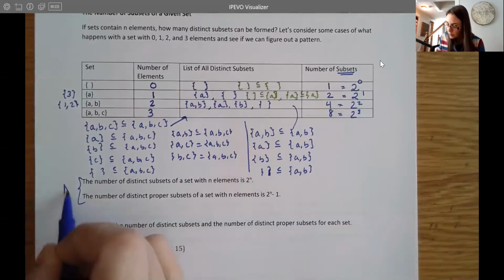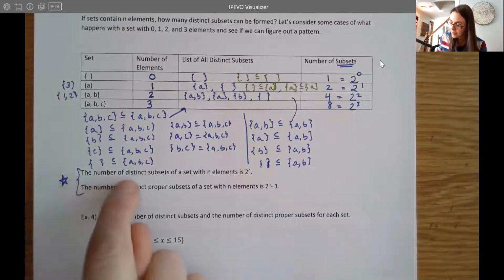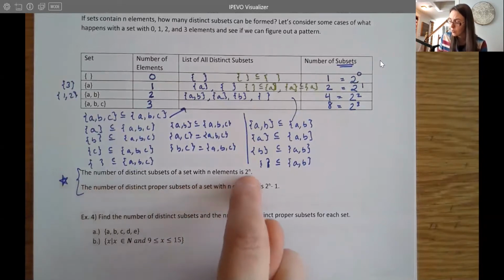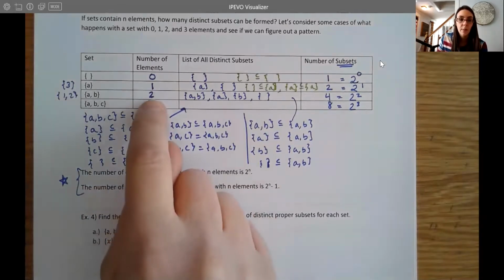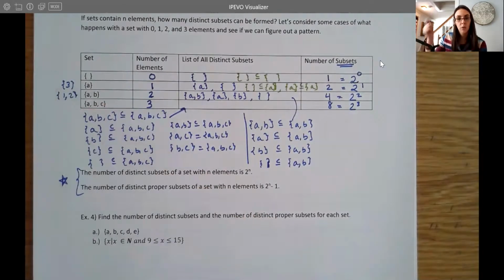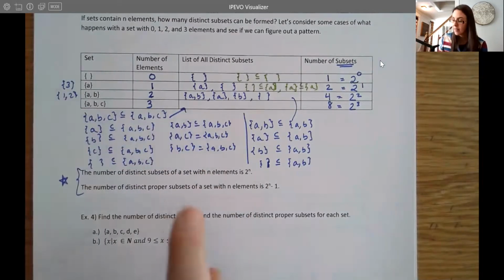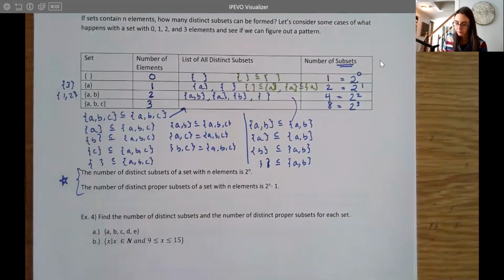So we have the 2 following formulas that are going to be really helpful. And it says that the number of distinct subsets of a set with n elements is 2 to the nth power. So if you have 2 elements in your set, then you do 2 squared. If you have 3 elements in your set, you do 2 to the third. And that tells you how many different combinations of subsets you could get there.